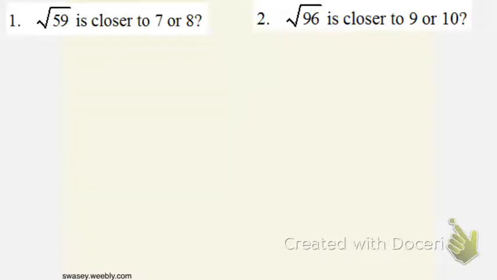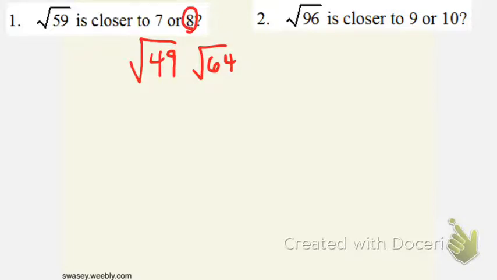Here we're trying to decide if the square root of 59 is closer to 7 or 8. Think about what 7 is squared. 7 squared is 49, so the square root of 49 is 7. And the square root of 64 is 8. So 59 is closer to 64 than it is to 49. So the square root of 59 is closer to 8.